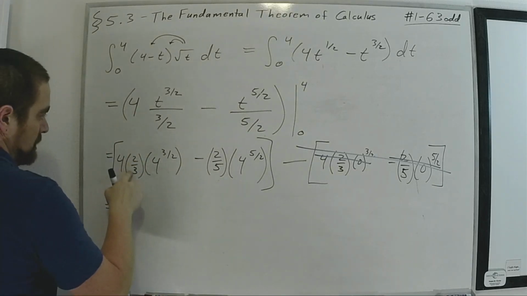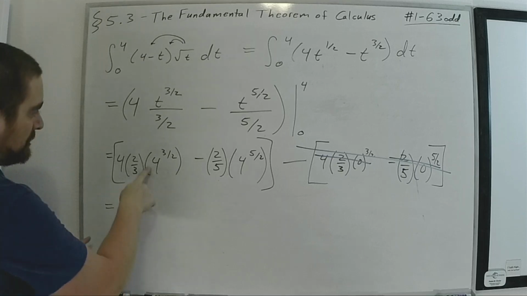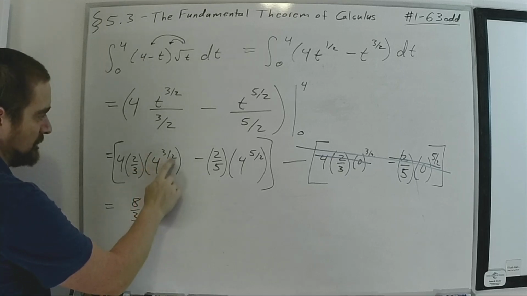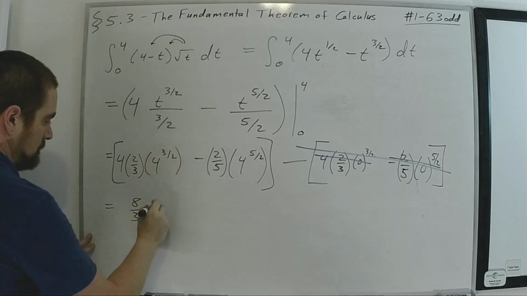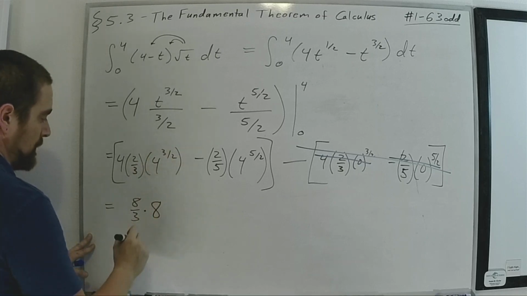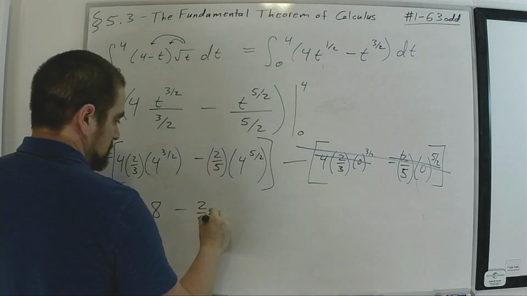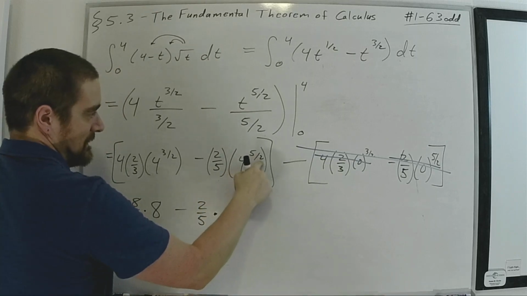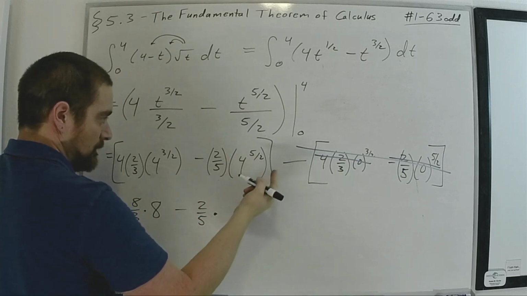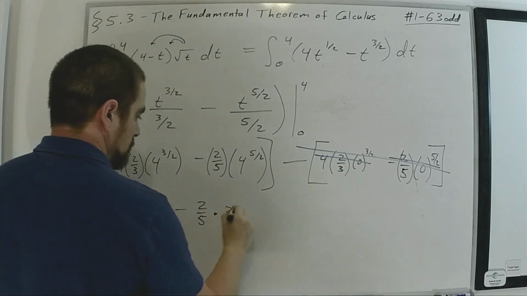So 4 times 2/3, that's just 8/3. 4 to the 3/2, remember this is the square root of 4, which is 2, cubed, which is 8. So I'm doing 8/3 multiplied by 8, minus 2/5 times, again, 4 to the 5/2. That means I'm taking the square root of 4, which is 2, and then raising 2 to the 5th power, which is 32.